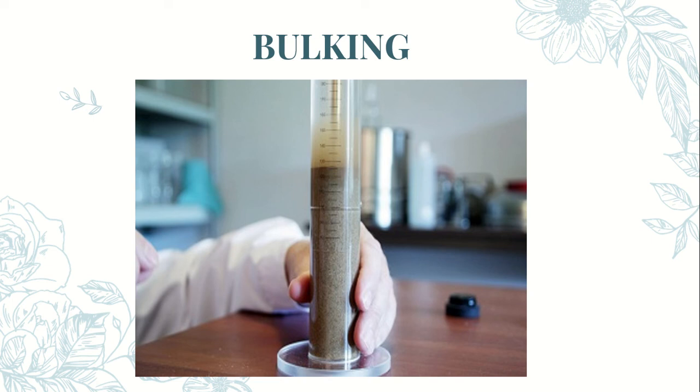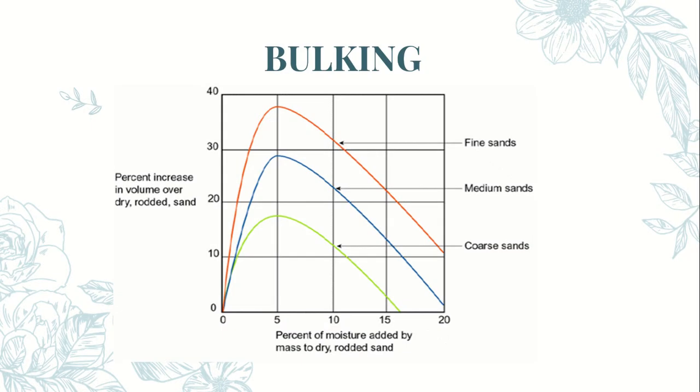The moisture content in the sand makes thin films around the sand particles due to surface tension. Hence, each particle exerts pressure, so they move away from each other, causing an increase in volume. The bulking of the aggregates is dependent upon two factors. First one is fineness of the aggregates and second one is percentage of moisture content. From this graph you can observe that the bulking of the sand increases with increase in moisture content. This will happen only up to a particular limit, beyond which any moisture addition will decrease the volume.